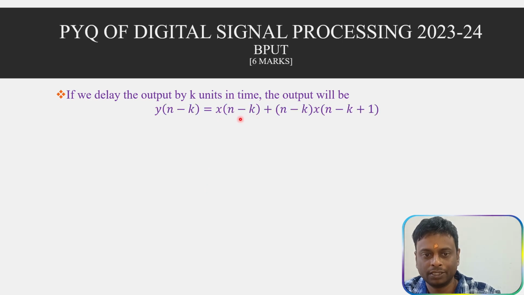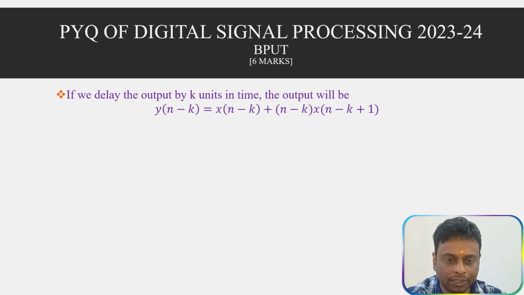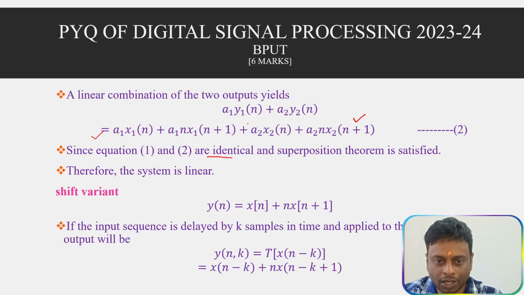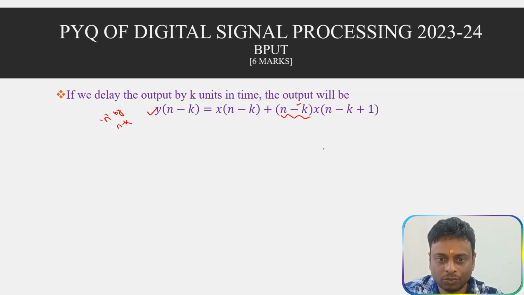You can replace the whole equation n with n minus k. In this case, you can replace n by n minus k. This is the extra term you will get, which will be n minus k. So what is actually our equation? You can see the equation: y of n equal to x of n plus n into x of n plus 1. So if we replace n by n minus k, this will be n minus k plus 1.